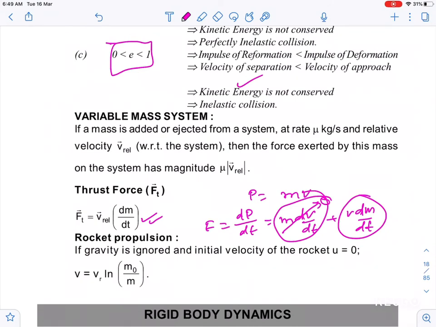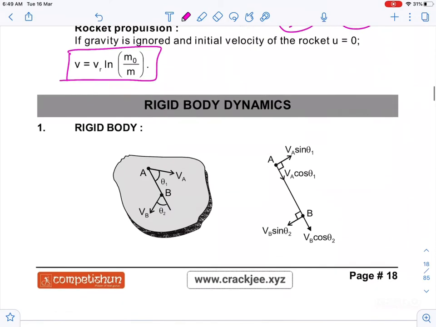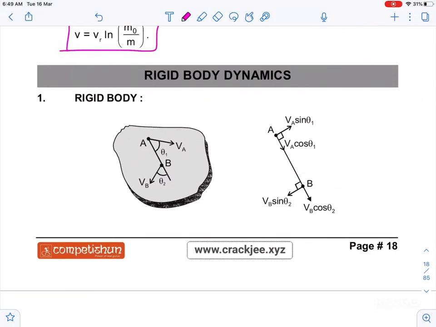Since mass is changing, you can use this formula, v relative into dm by dt. I have written here v relative, keep in mind this is v relative, so the relative velocity change I have taken 0. I will discuss these things in detail. And in the rocket propulsion case, v is equal to vr ln m naught by m.